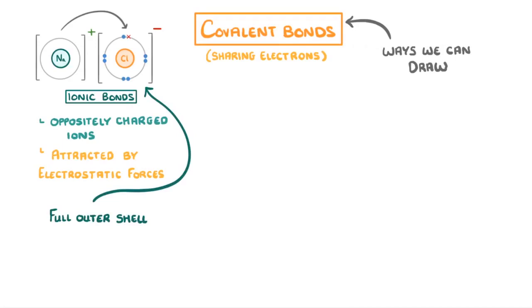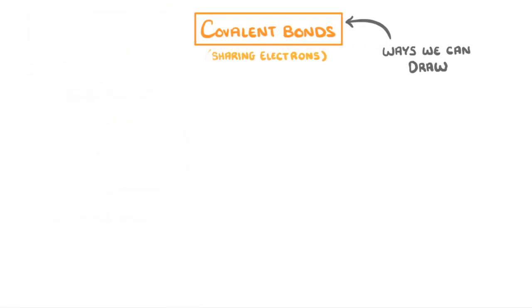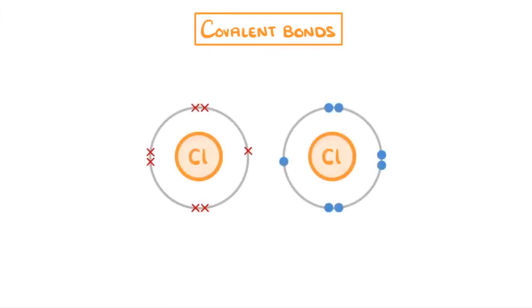Now, this works great when one of the atoms has too many electrons and the other one has too few, like with sodium and chlorine. But what about when we have 2 non-metal elements, like 2 chlorine atoms? Well, in this case, both of them need an extra electron to get a full outer shell, so giving electrons to each other isn't going to help.